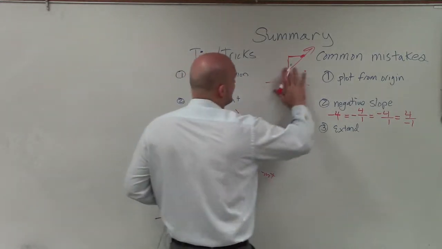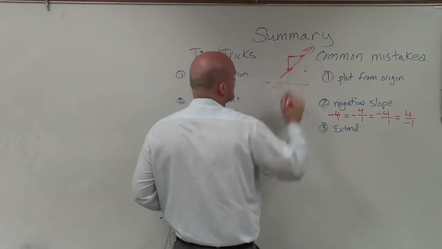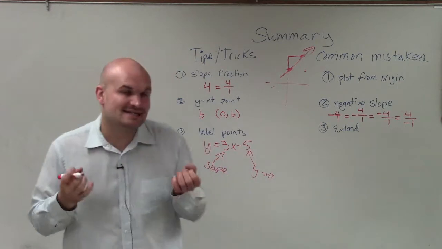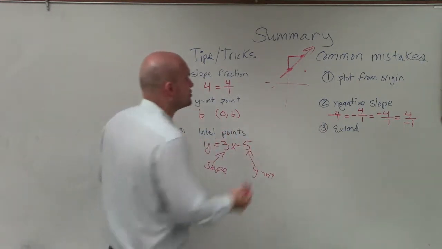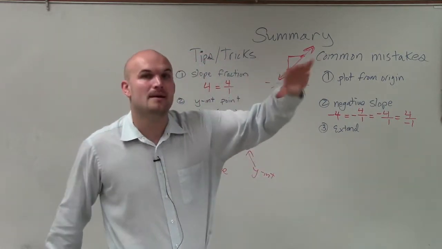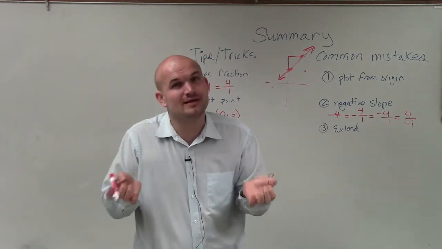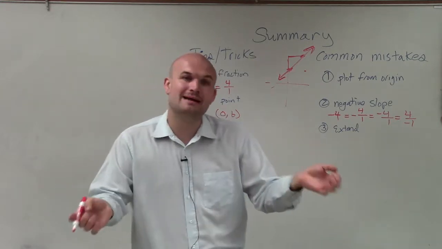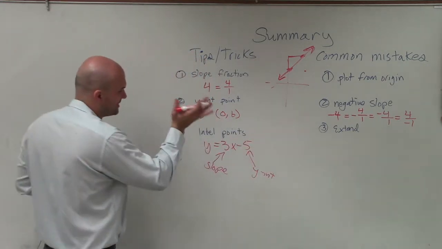The next thing is extending. I can't even tell you how many times I get students that will stop the line at the points. Remember, a line extends indefinitely in both directions. So we want to make sure we draw arrows on there stating that the line is extending past the 2 points. We only need 2 points to create a line, but a line contains infinitely many points. So we use those arrows to extend.